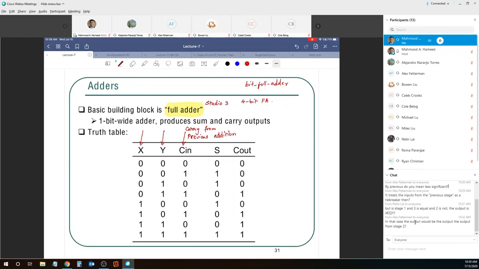X and Y are the new numbers. Cin is the carry from the previous addition, used to generate new outputs. Those are sum and carry out. So based on X, Y, and Cin, which are essentially your inputs, you can have 8 different combinations. Based on those 8 combinations, you can write out what the sum and the carry out should be. Carry out will be the carry to the next addition.